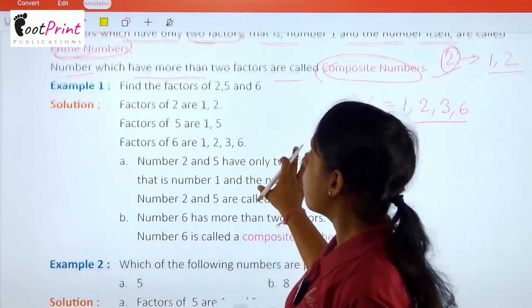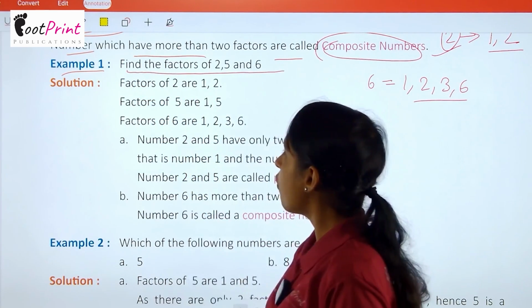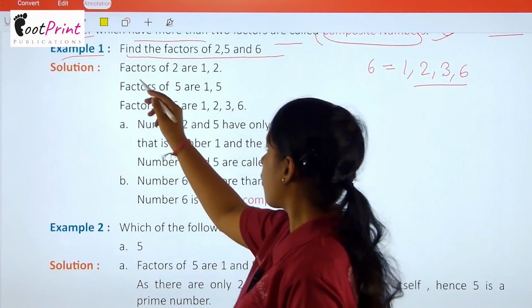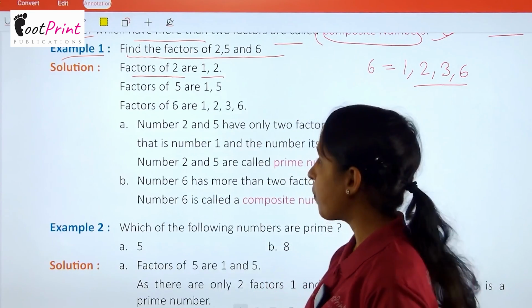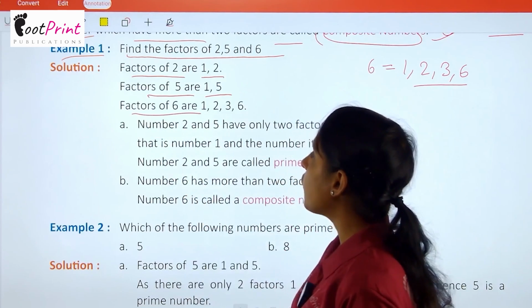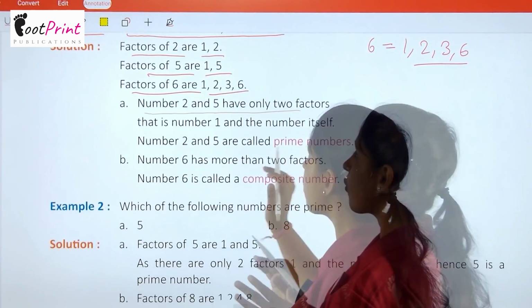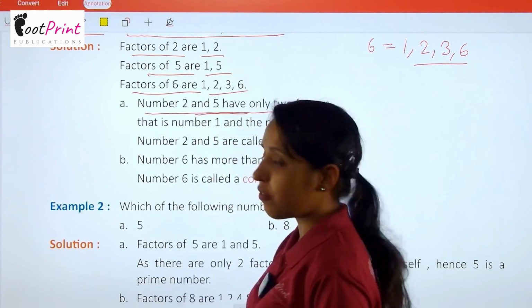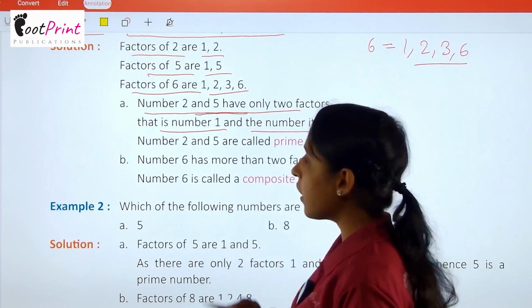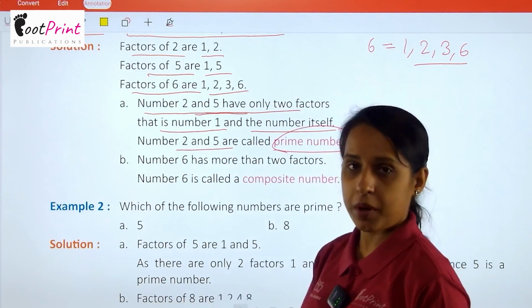Okay, now let's move to the examples. First example is this. Find the factors of 2, 5 and 6. So factors of 2 are 1 and 2. Factors of 5 are 1 and 5. In that way, factors of 6 are 1, 2, 3, 6. Okay, so we can say that numbers 2 and 5 have only 2 factors. It means that is number 1 and the number itself. Okay, so we can say that 2 and 5 are called prime numbers.